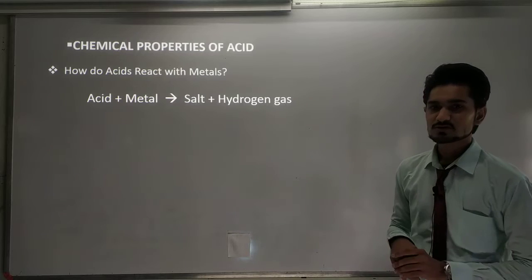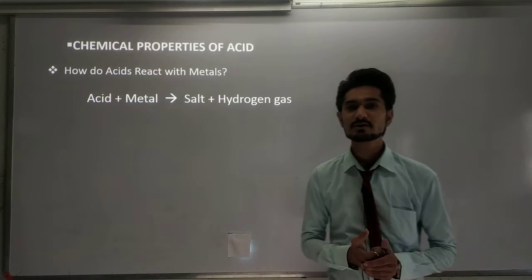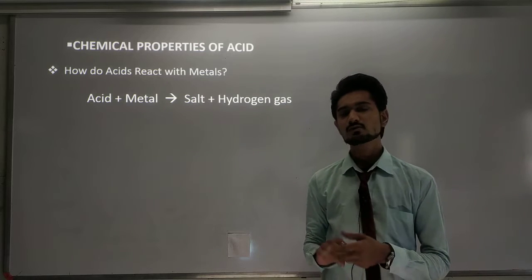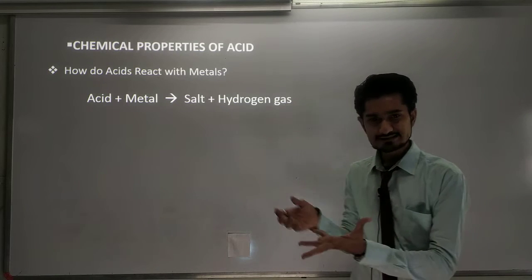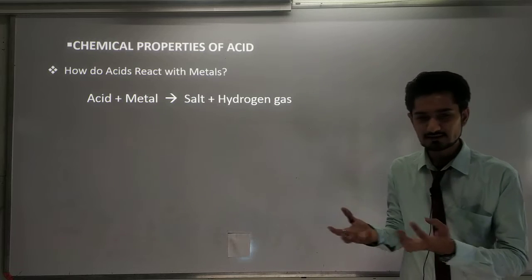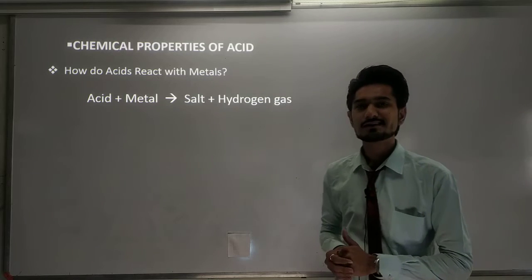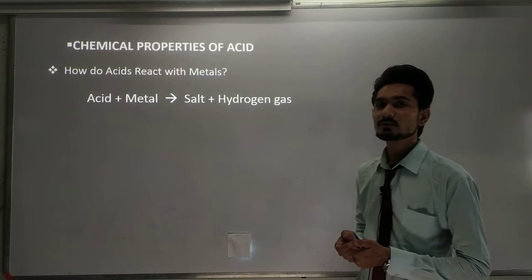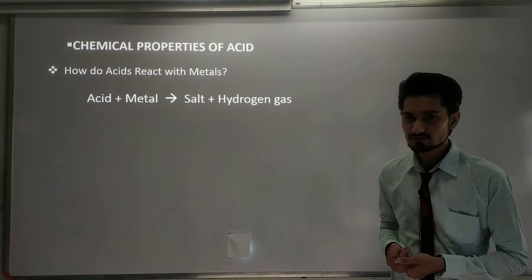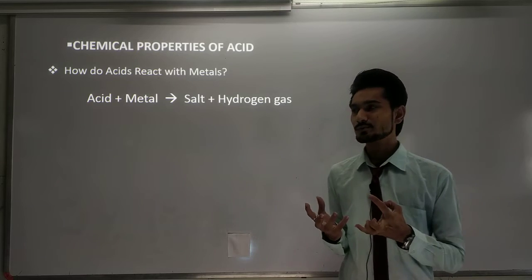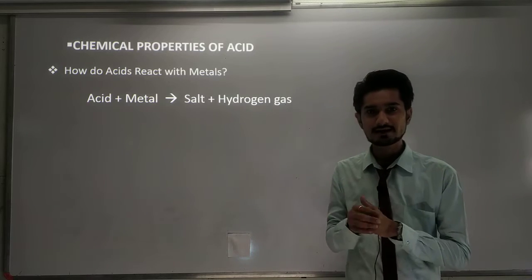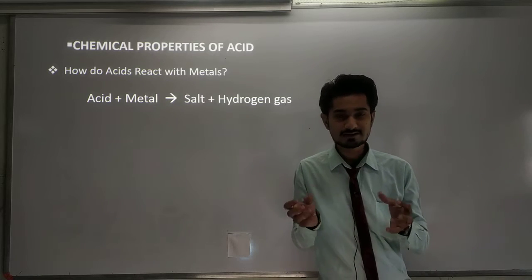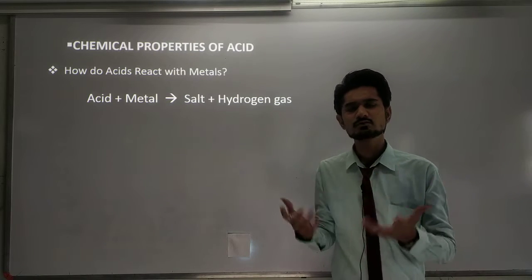acid and base. In which we have seen what happens when an acid reacts with a metal. If I take a metal and put acid onto it, some type of reaction will happen. Which type of reaction will happen? You know that when I put acid onto a metal, it creates some kind of smoke there.